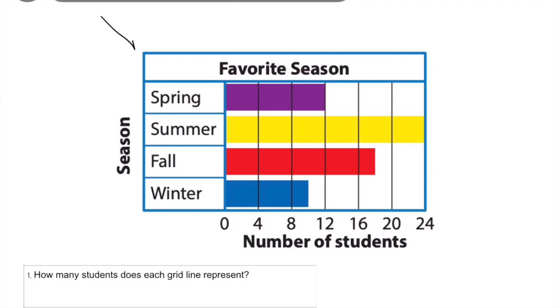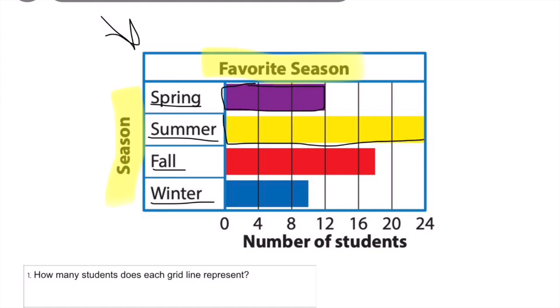So here we have a bar graph. We have a title right here that says favorite season. And then on the left, we have one of the measures for the bar graph, and it says season. So you'll see that it has 4 different types of seasons, which is spring, summer, fall, and winter. Each of these types of season has a bar that is colored that goes with it.